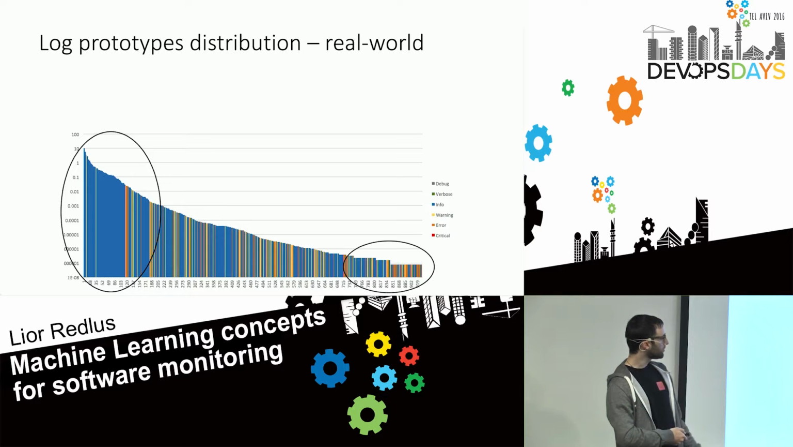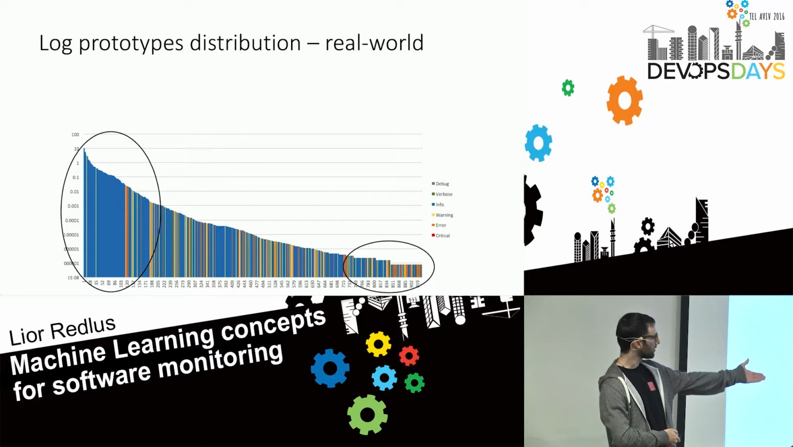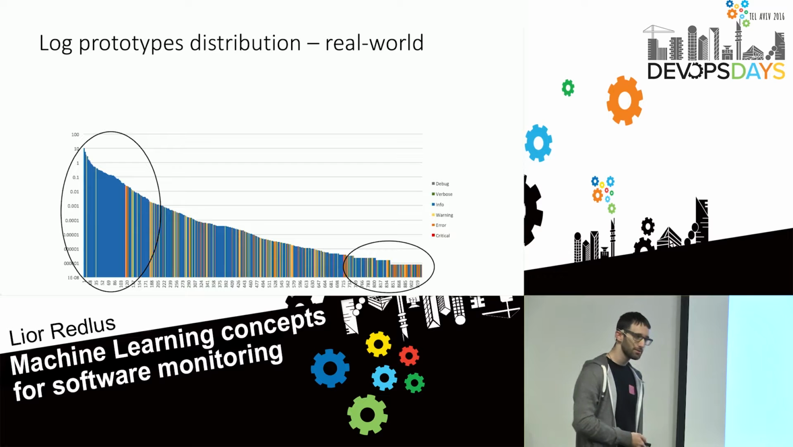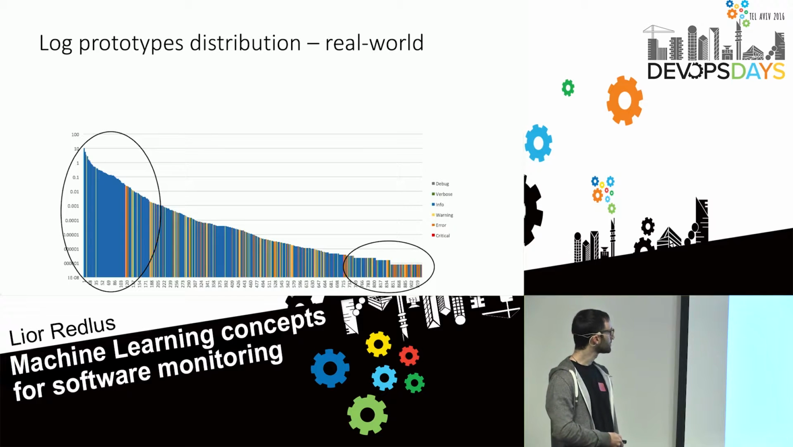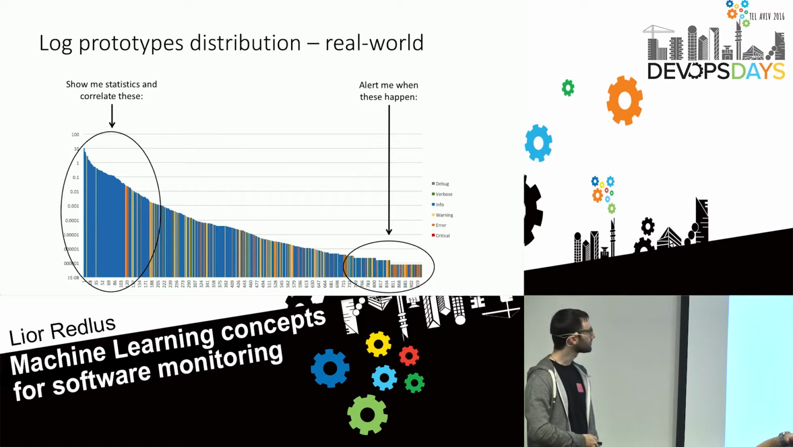And it will also be able to alert me on these rare events, which mostly comprise critical errors and warning logs that I'm most likely missing. So we'll have correlations on these ones, and then statistics and alerts on these ones.